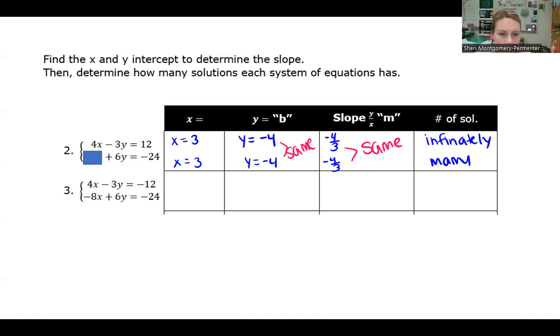For question, oh, did I skip? Okay, never mind. So for the next one, I'm going to do the same thing. I get -12 divided by 4. All of these numbers, by the way, are pretty much going to be 3 and 4. It's just whether or not they're positive or negative. So -12 divided by 4, I get x is equal to -3. And then I get y is equal to +4 because it's negative divided by negative, so it'll be +4.